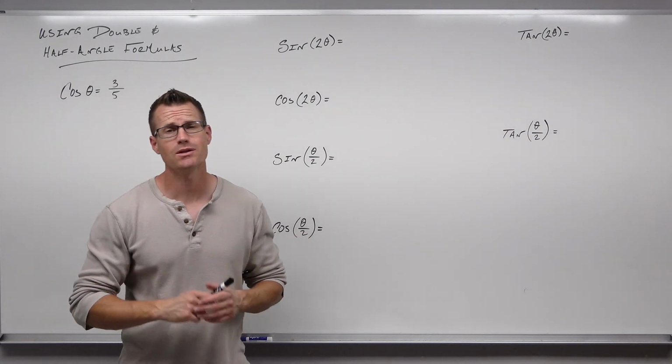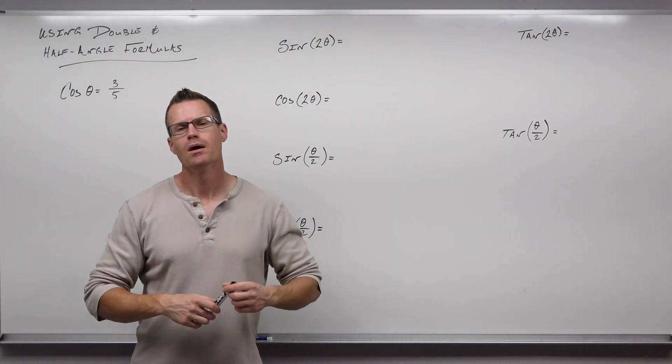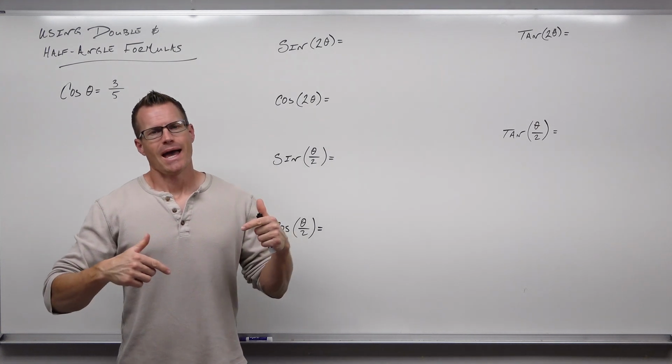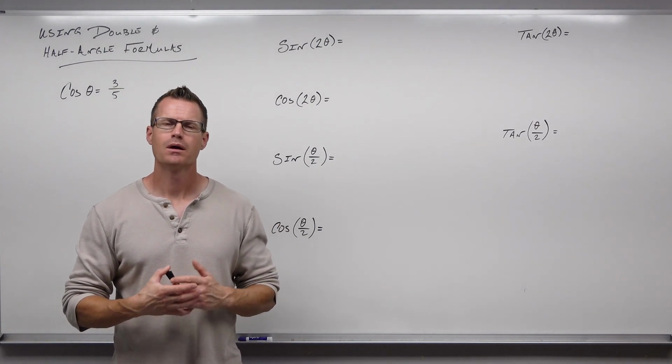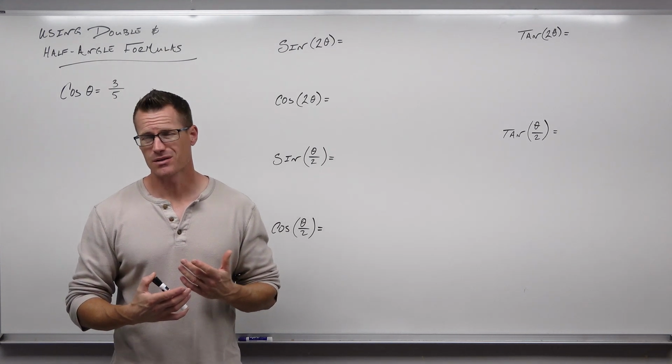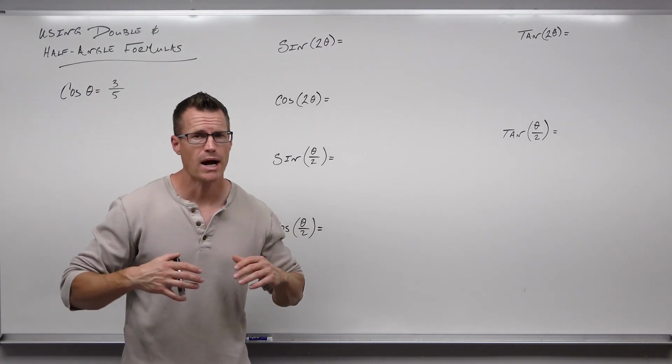So in this video, we're going to use the stuff that we just proved in the last video. We're going to use the double and half angle formulas for sine and cosine and tangent. Are they hard? No, not really. They're really just some formulas we're just practicing right now.